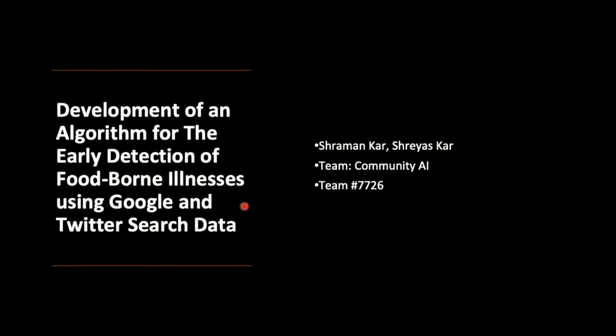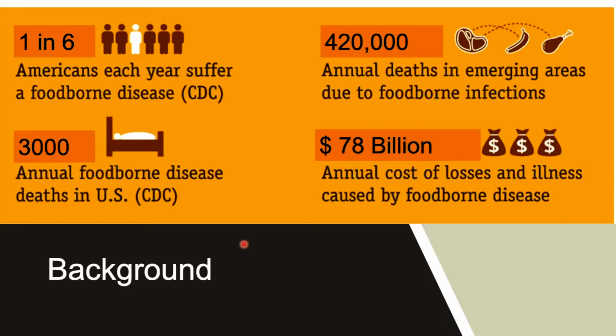And we'll present our work on the development of an early warning system for foodborne illnesses using Google and Twitter search data. Foodborne illnesses are a major problem in the world, with 1 in 6 people suffering from foodborne illnesses. And this causes 420,000 deaths worldwide and 3,000 deaths in the United States. Further, foodborne illnesses cost the US economy close to $78 billion.